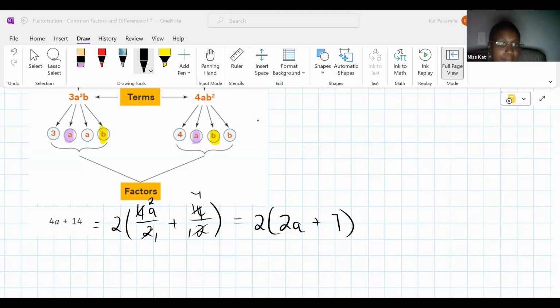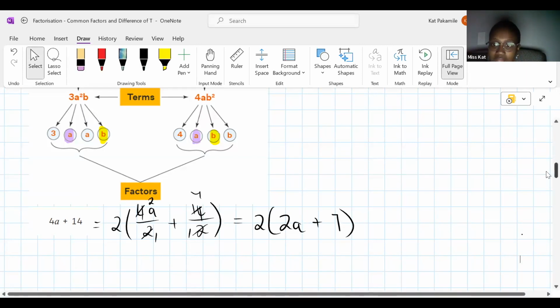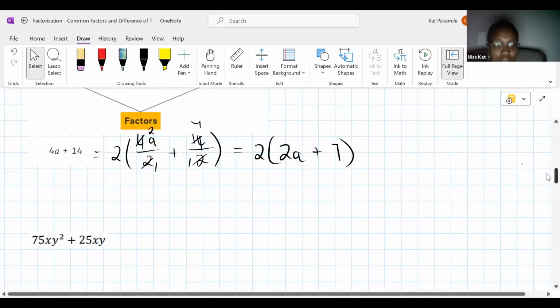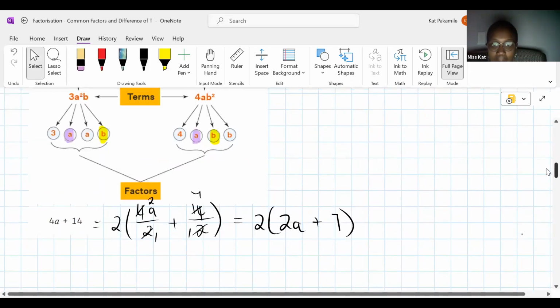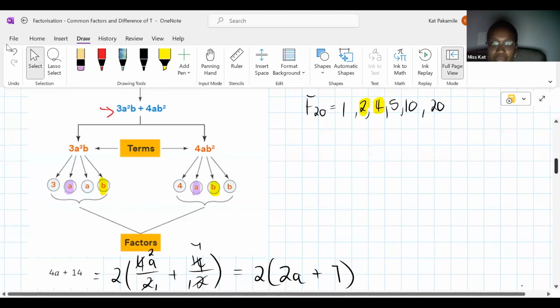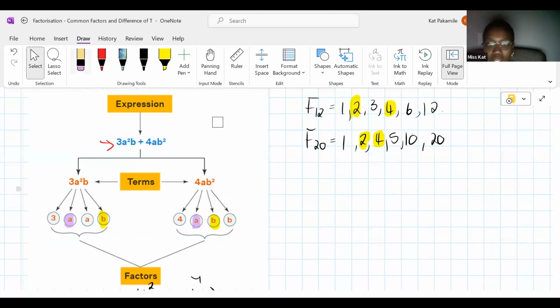So that's what we're doing with the common factors. Okay, this one was pretty easy because it was just numbers. I think I'm going to write another one here for us that has some numbers before we go to the more complicated ones. Okay, let me do this for us.